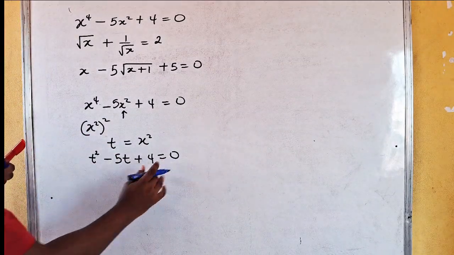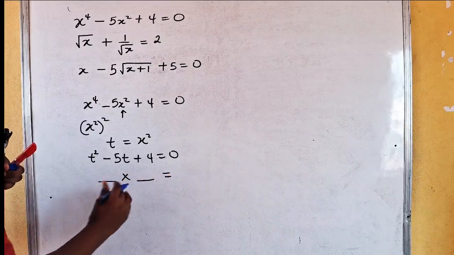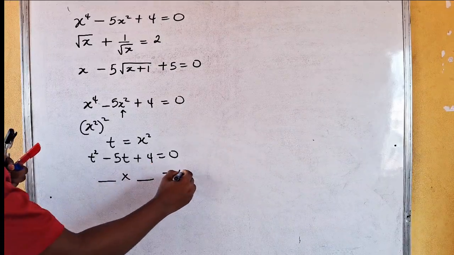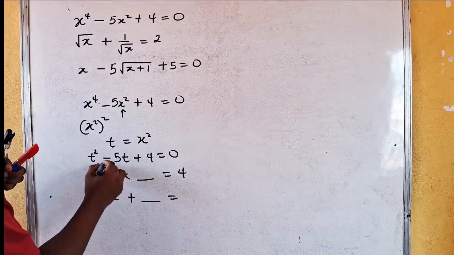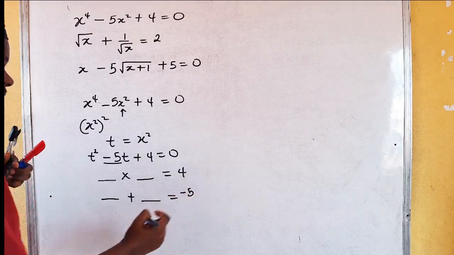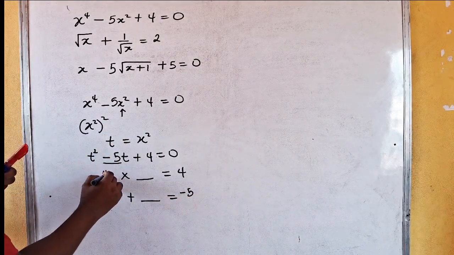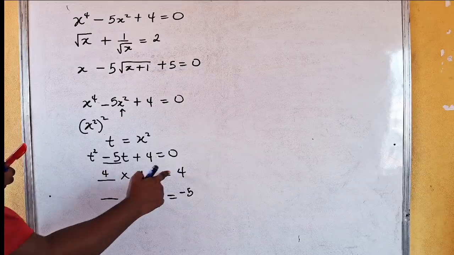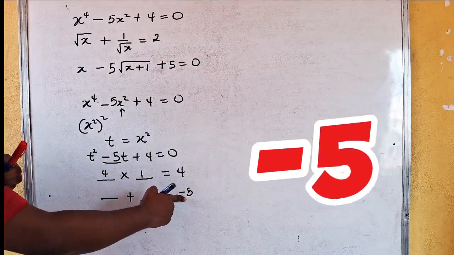To solve this quadratic very simply, we'll just do something like this. So what can I multiply to give me the constant? And what can I add that will give me the coefficient of t, which is minus 5 in this case? So what two numbers can do that? We can use 4 and 1. 4 times 1 gives you 4. But 4 plus 1 doesn't add up to minus 5.